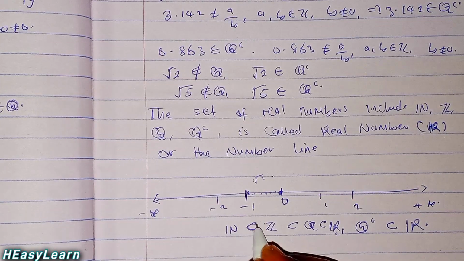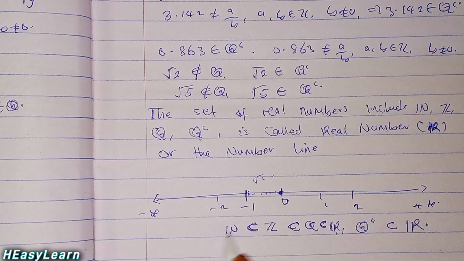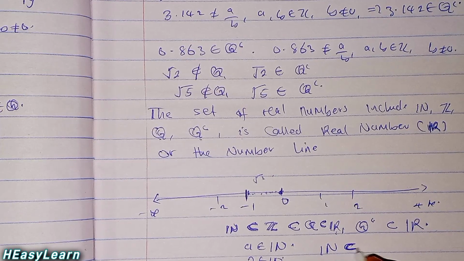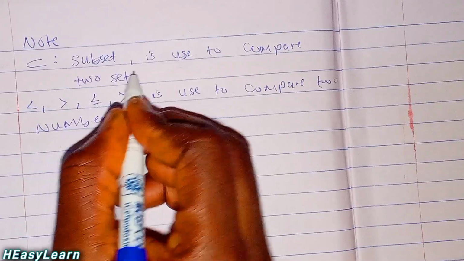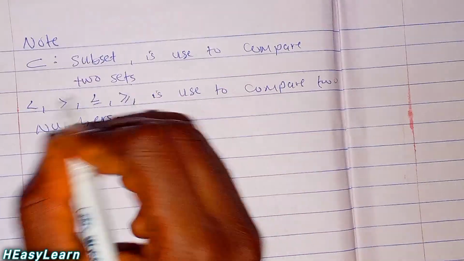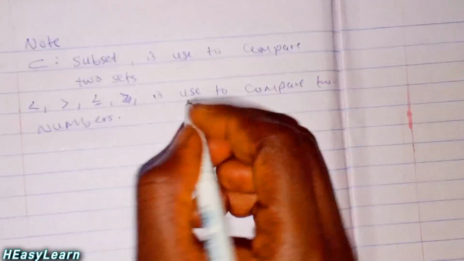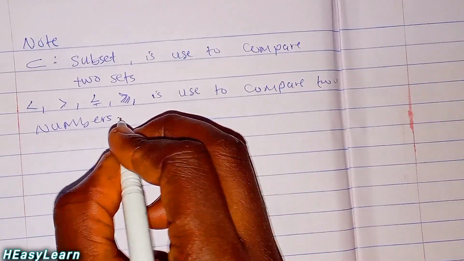Note that this subset is used to include a natural number, but in a case where we have a is in, this is an element inside a set, but subset is used to make a comparison between two sets. Note that this is used to compare two numbers: less than, greater than, less or equals to, bigger or equals to.